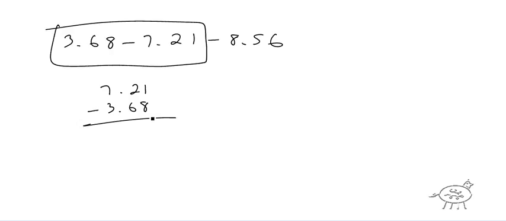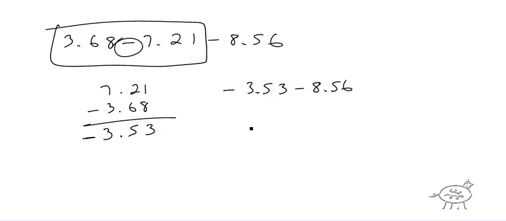1 minus 8, borrow 1, so it's a 3. 2 minus 6 is 6, borrow 1, we get 5. And 7 minus 3 is 4, we borrowed 1, so it's 3. So it's 3.53. Of course, the bigger number is negative, so it's negative 3.53. All right, and then what we do is we subtract 8.56. So we can even just write it out here. Let's write it out. So it's negative 3.53 minus 8.56.